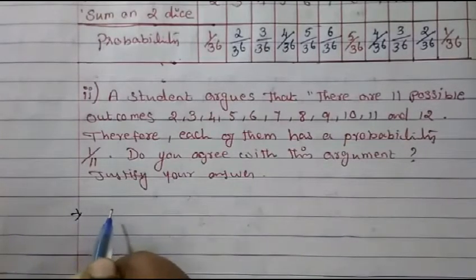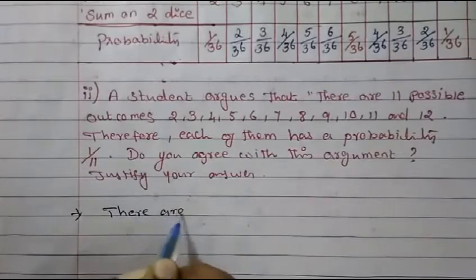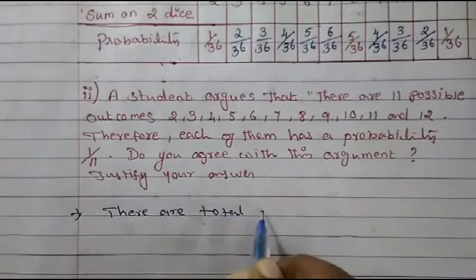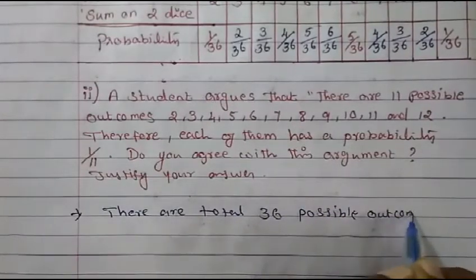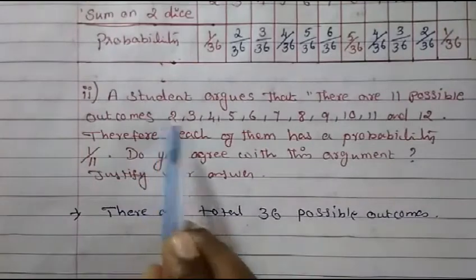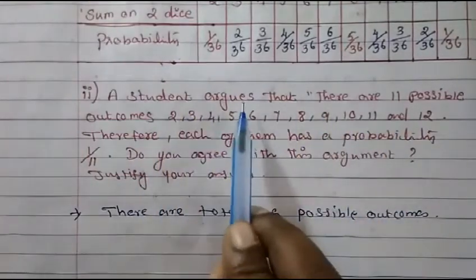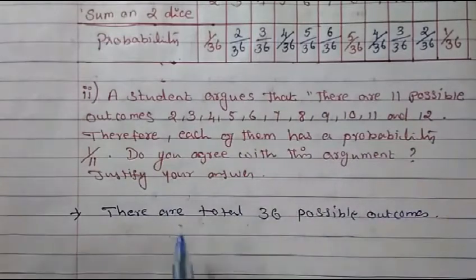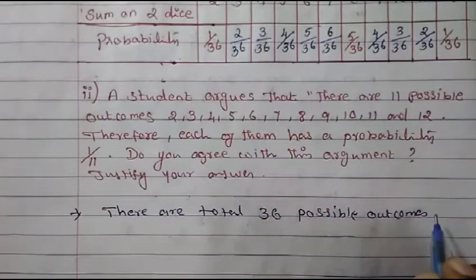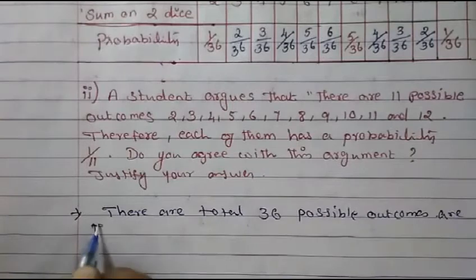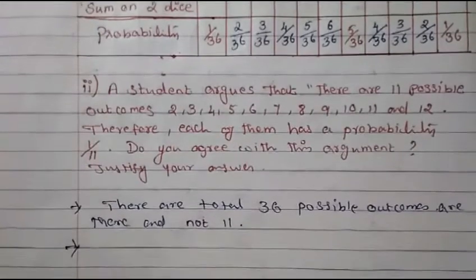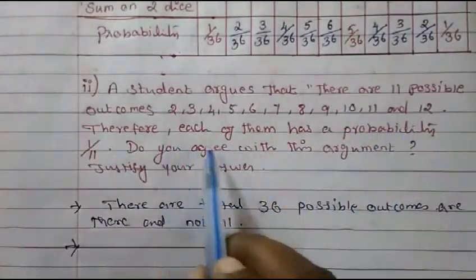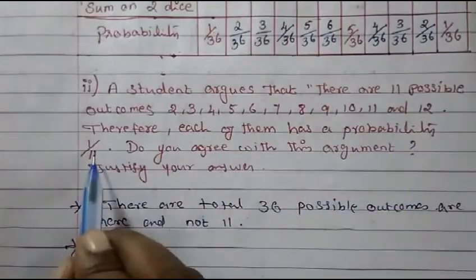Therefore we will say there are total 36 possible outcomes. Okay, so this is actually wrong, what the student is arguing. Actually there are not 11 but there are total 36 possible outcomes, and not 11.